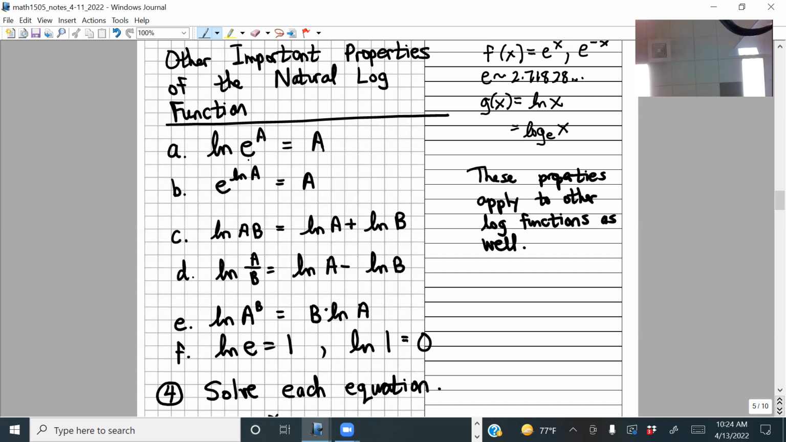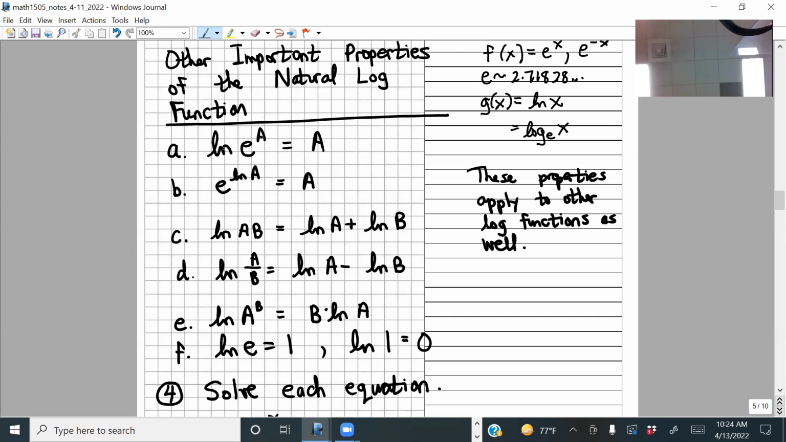This first property A is just based on the fact that the natural log function and the natural exponential function are inverses of one another. When you apply the natural log function to the natural exponential function, in other words, when you compose them, they're going to cancel each other, and you just get left with the input.